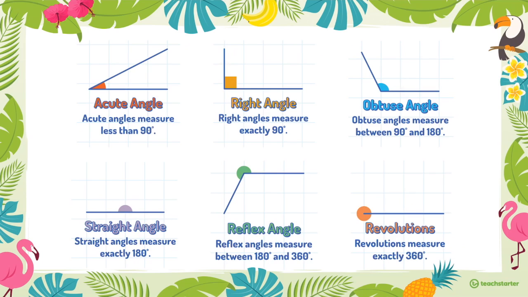So I hope this has helped you to figure out what the different angles are. We've got acute, less than 90. Right angle, exactly 90. Obtuse is between 90 and 180. Straight, exactly 180. Reflex, between 180 and 360. And a revolution is exactly 360. Those are all the different types of angles.